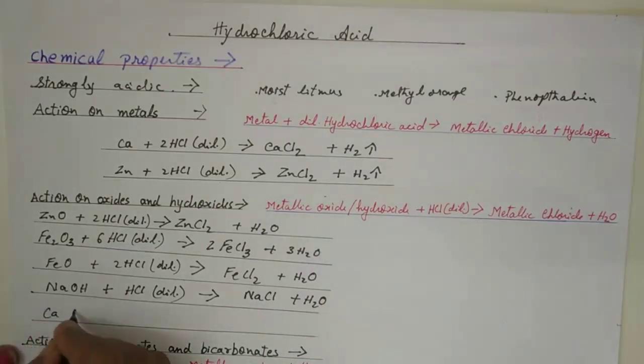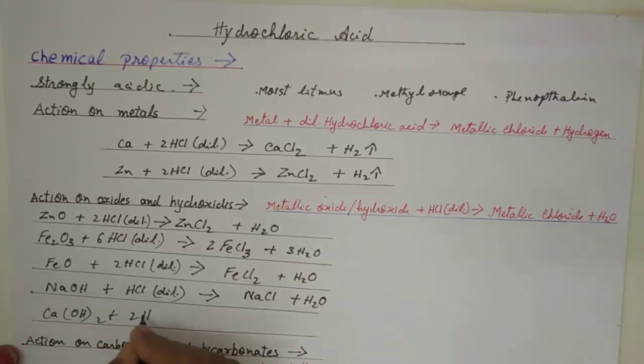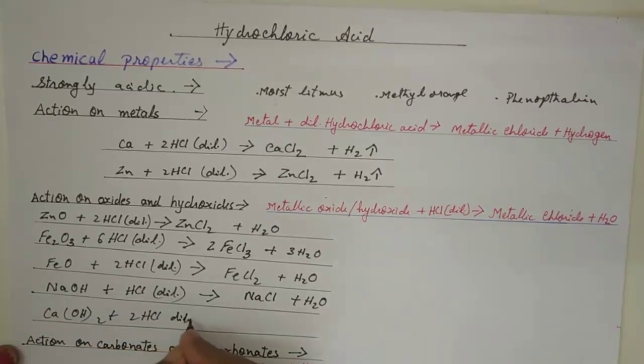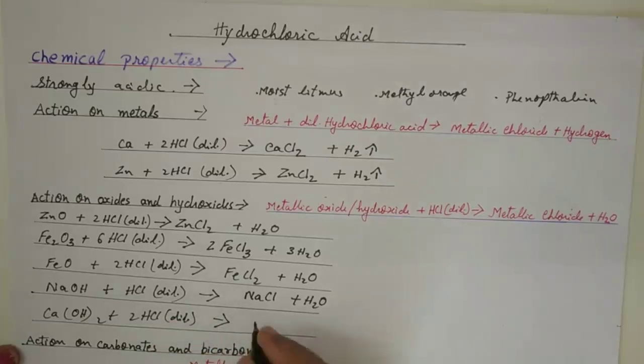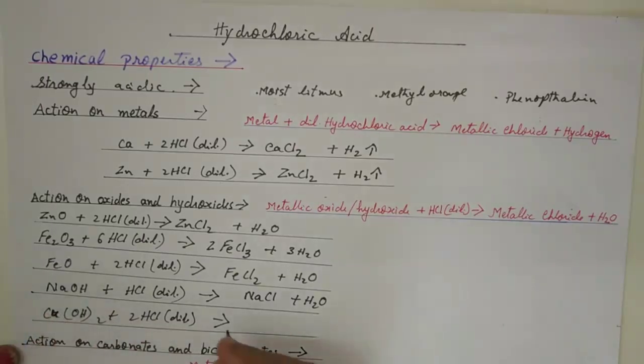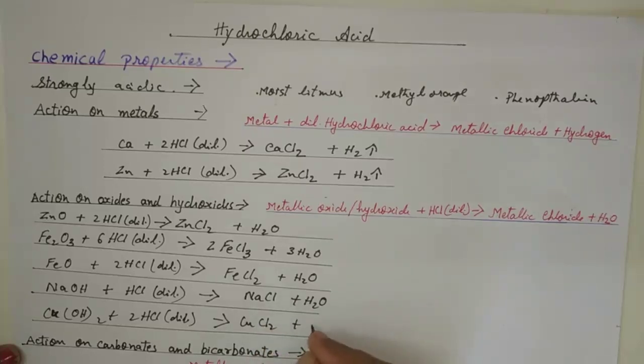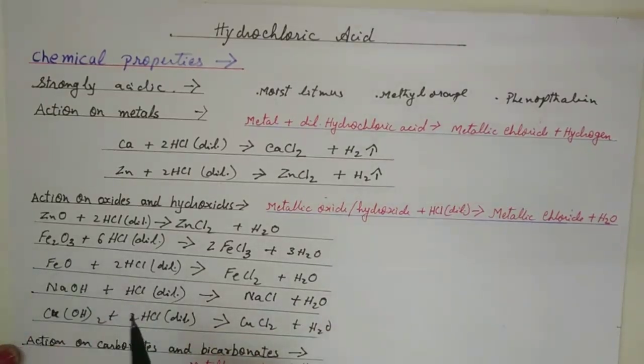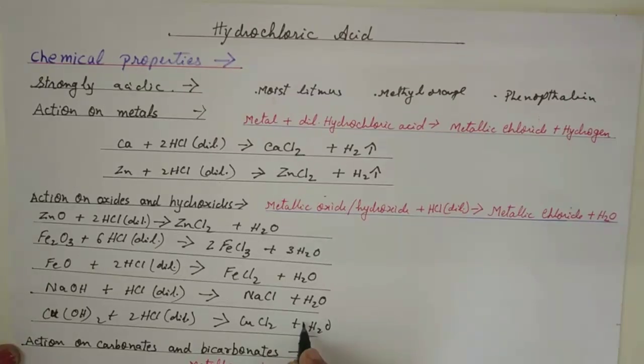Calcium hydroxide plus HCl dilute will give you copper chloride plus water, because calcium I have already shown it here, so let it be copper chloride. So copper chloride plus water, so let me balance it.